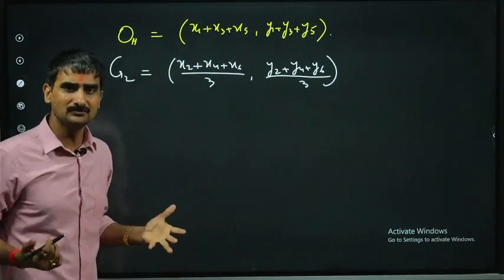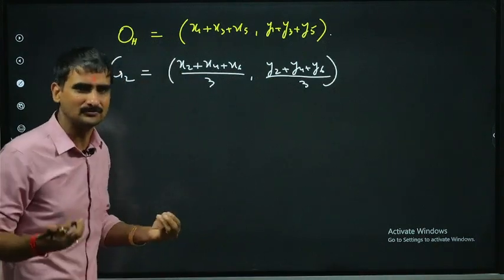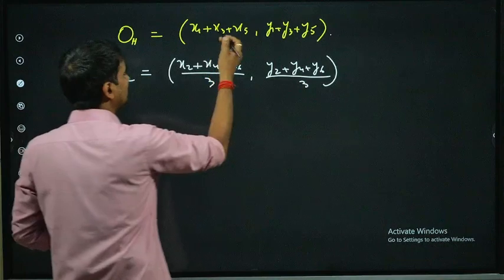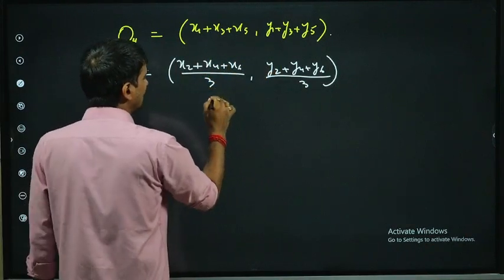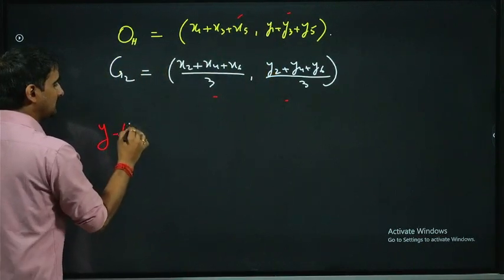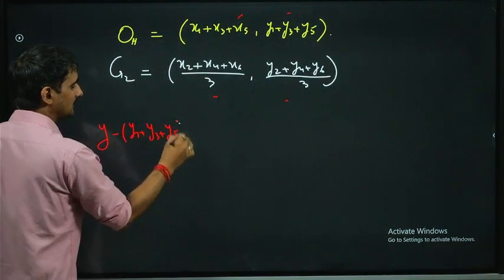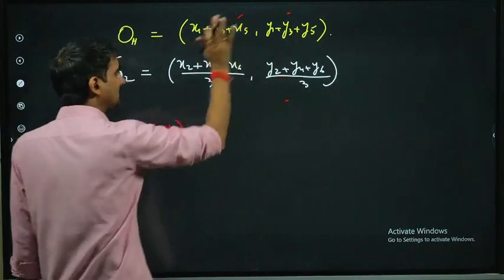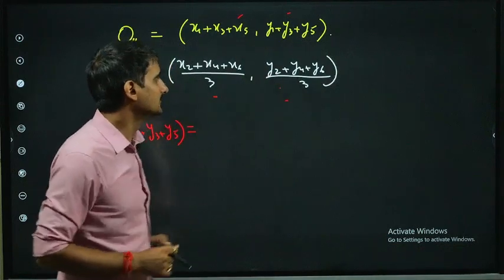What are we going to use? I will prefer to use the two-point form of the equation of a line. Considering this to be x2, y2 and this as x1, y1, we get y minus y1, y1 plus y3 plus y5, is equal to y2 minus y1. So this minus this, fine.